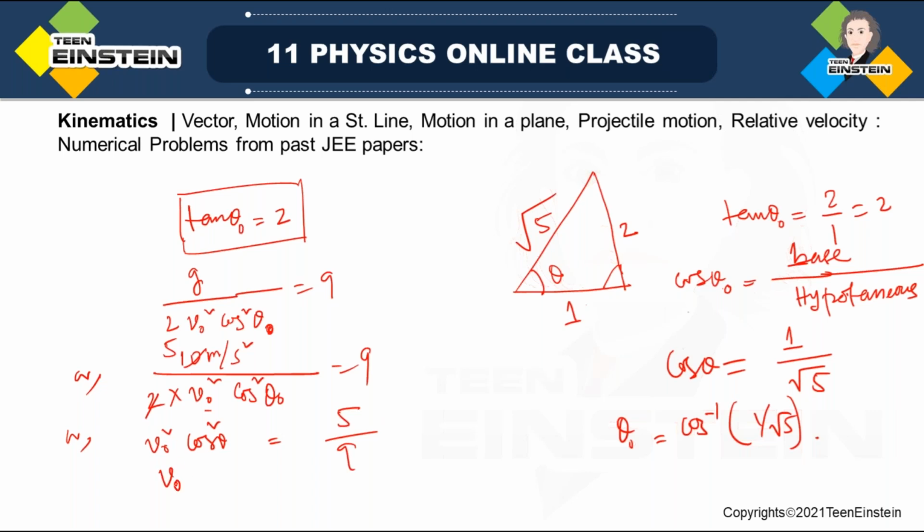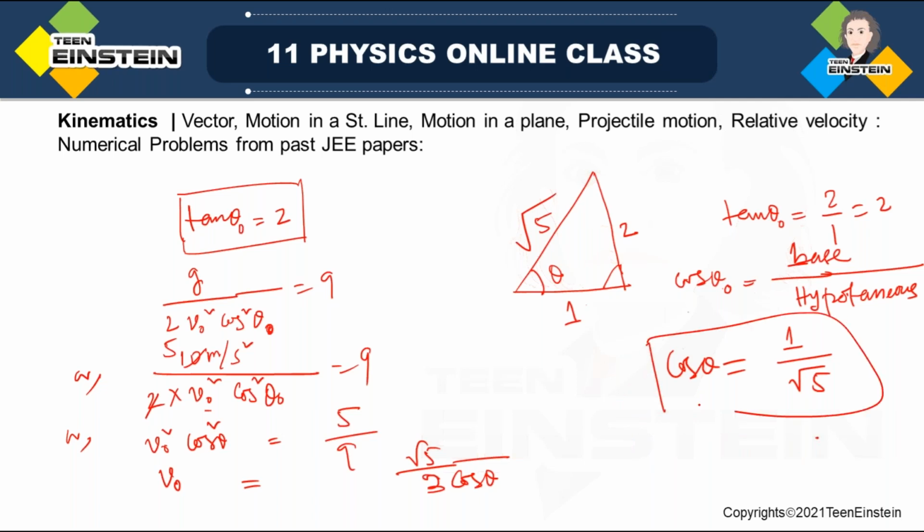Okay, now what is V0? V0 will be root 5 by 3 divided by cos of theta. So if this is cos theta means 1 by root 5. Cos theta means 1 over root 5. Just put the cos theta value from here. Root 5 by 3 into cos of theta means 1 by root 5 again. So it will make it 5. So this is 5 by 3 meter per second.